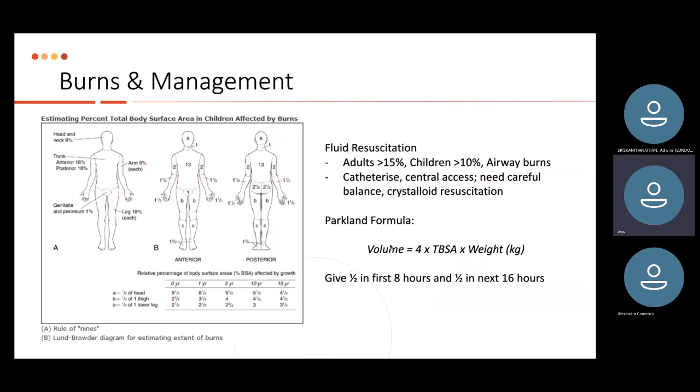It's worth just noting, though, that some people believe that this is a bit too much fluid, and actually some say the calculation should be 2 times or 3 times rather than 4 times. So just be careful and make sure you know what the most up-to-date formula is that they advise for your local area in practice.